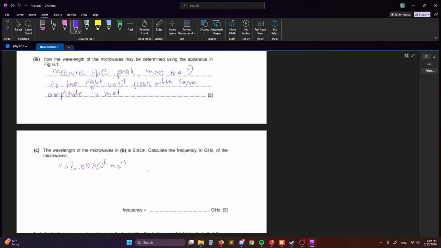And then our wavelength is 2.8 centimeters, which is equivalent to 0.028 meters. And remember, this is gigahertz, so it's 10 to the 9 hertz. So let's do 3 times 10 to the 8 meters per second is equal to f times, sorry, lambda. So then we know lambda is just going to be 0.028. Let's do this.